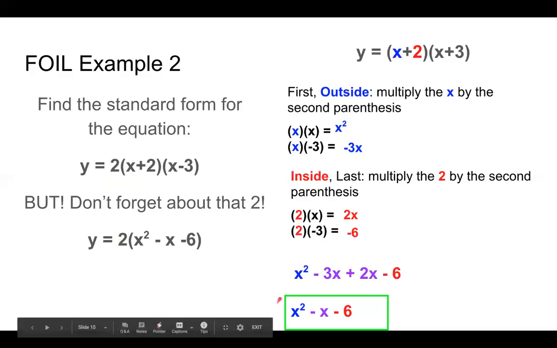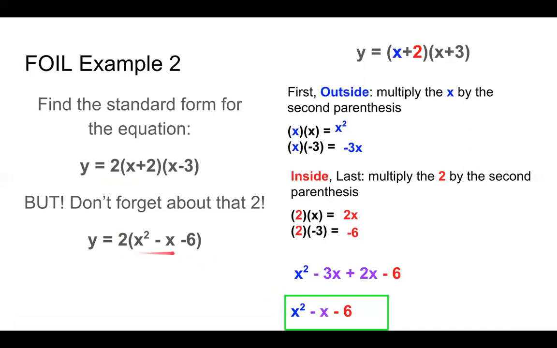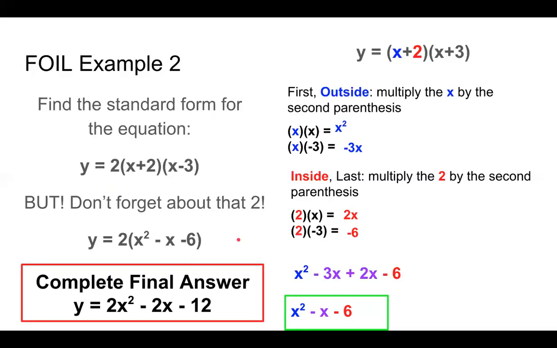So I can take this equation that I just found in standard form, and all I do is distribute my 2 to everything. So I do 2 times x squared, 2 times negative x, and 2 times negative 6 to give me a final answer of y is equal to 2x squared minus 2x minus 12. And that is how you FOIL.